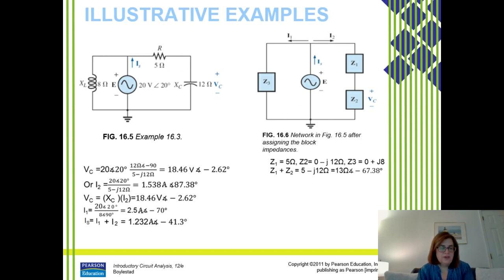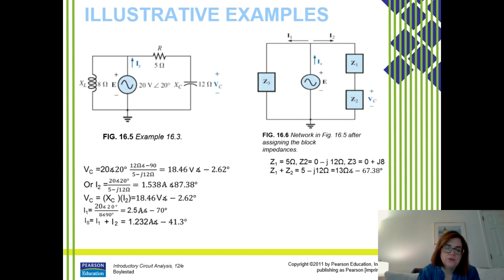Okay, so let's look at finding I1. That's the current through Z3. Z3 is in parallel with our source. So if we divide our source voltage by Z3, we get the current through that inductor, which is about 2.5 amps at negative 70 degrees. The source current is just going to be the sum of I1 and I2. So if we add I1 to the I2 we found, we get 1.232 amps at an angle of negative 41.3 degrees.